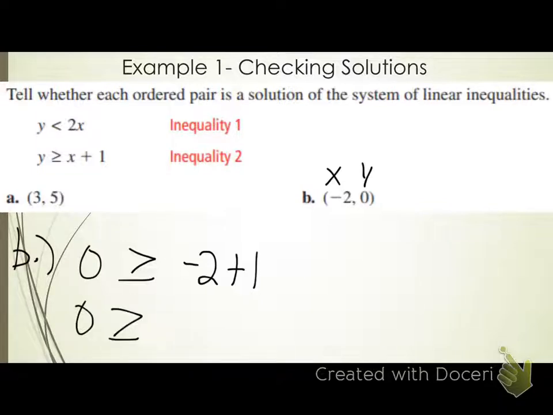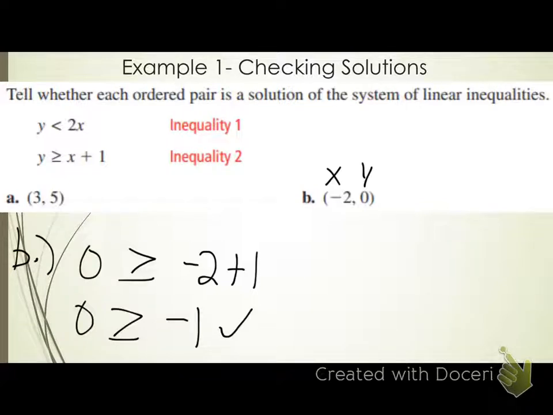What's -2 plus 1? -1. 0 is greater than or equal to -1. Is that true or false? True. 0 is greater than -1. So it works for my second inequality. Let's check the first one.